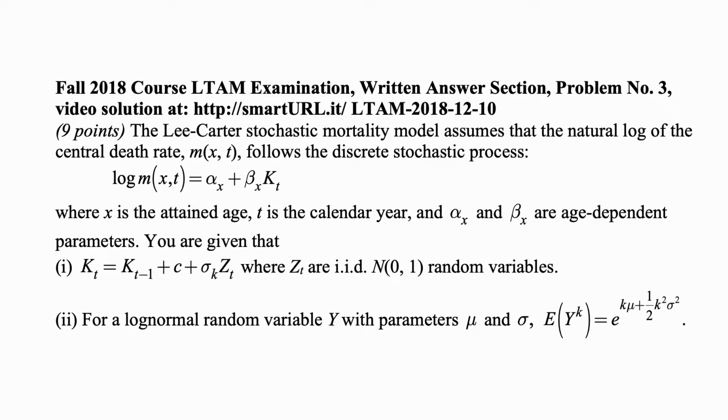You are given that k sub t is k sub t minus 1 plus c plus sigma k z t, where z t are independent, identically distributed standard normal random variables. You're also given that for a log normal random variable Y with parameters mu and sigma, E of Y to the k is e to the k mu plus 1/2 k squared times sigma squared.